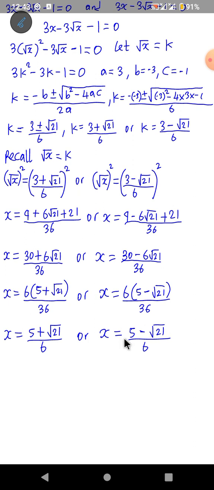So now this is my final solution, but the only acceptable root for this equation is this one. So this is the only acceptable root for my equation.